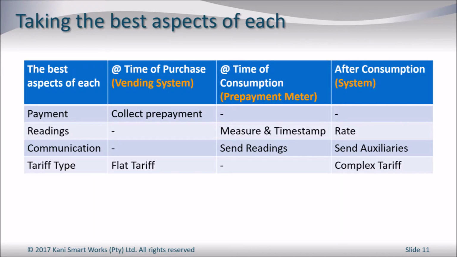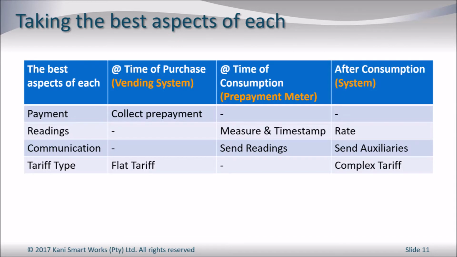In terms of readings, of course the prepayment meter should measure the readings and preferably timestamp them, but they should be rated by the system after consumption. In terms of communicating those readings, they should be sent ideally by the meter, to the system. The system should record auxiliaries and be able to send those to the vending system for collection.